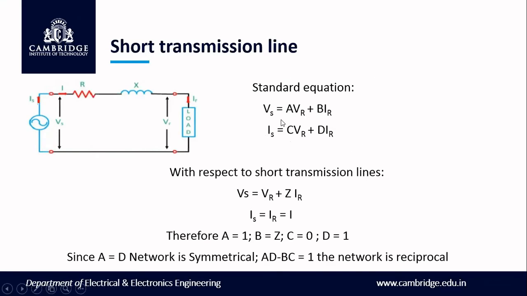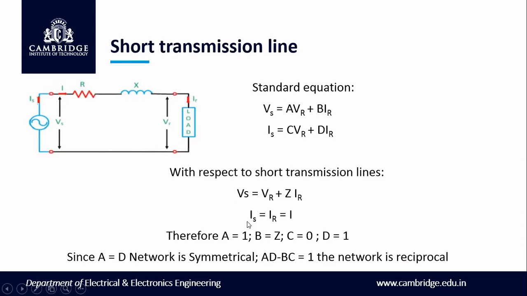First, write the standard equation. Vs is equal to A into VR plus B into IR. Is is equal to C into VR plus D into IR. Now, with respect to this short transmission line, your Vs is equal to VR plus I into Z. Okay, so same thing I have written here. Is is equal to IR is equal to I.